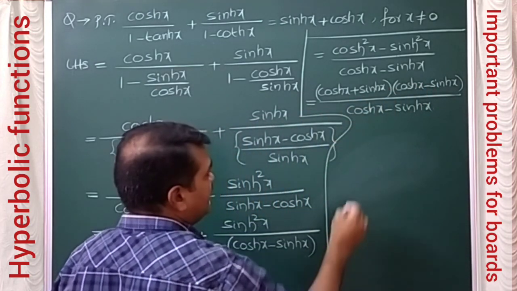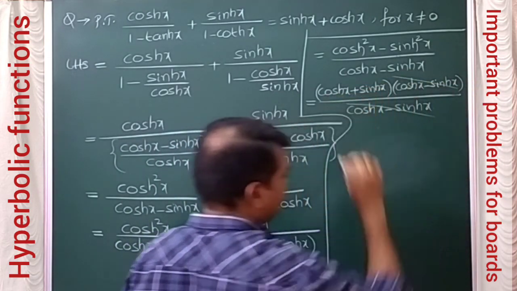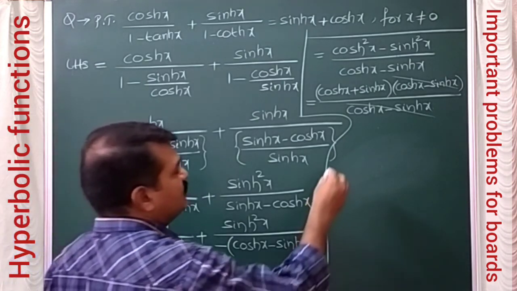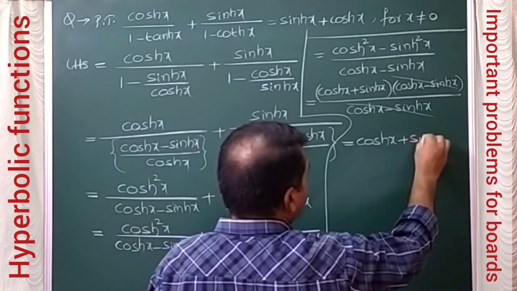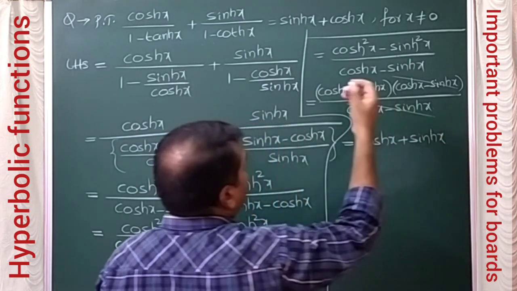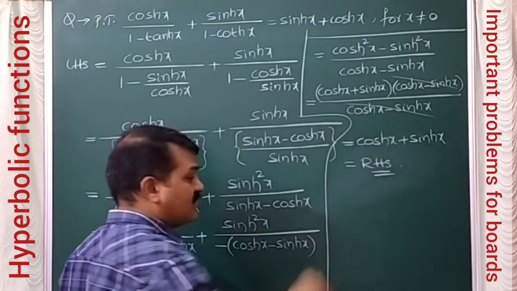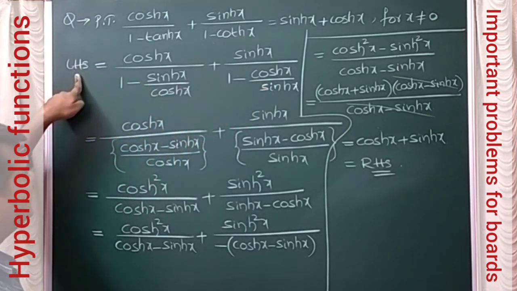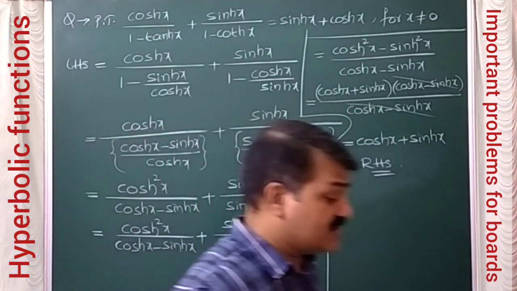Now clearly you can see this cos hx minus sin hx part we can cancel. What is left now? Cos hx plus sin hx is left. And that is nothing but the required RHS. So we started by taking LHS and we got the RHS part. Okay, so this is the required proof.